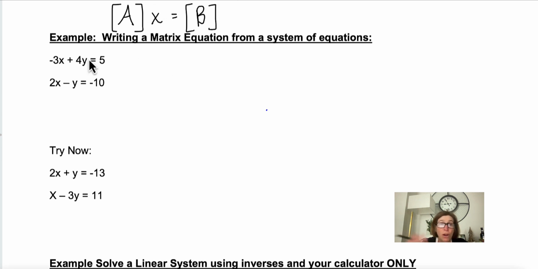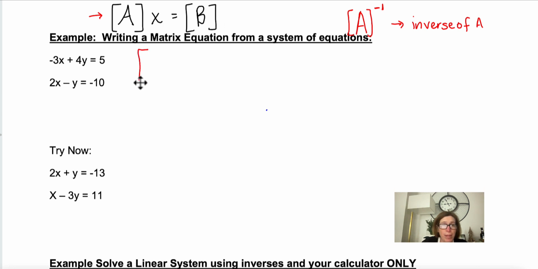Now, in order to solve this, we have to remember that this notation, if I write A to the negative 1, you'd like to think of that as a negative exponent, it is not. That means the inverse of A. Okay, so let's see how we write the matrix equation. First, it's got to be the structure of matrix A times X equals matrix B.